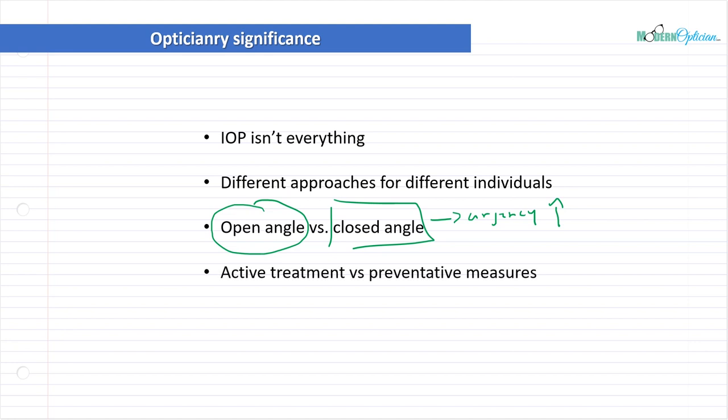Understand the concept of active treatment versus preventative measures. The big thing I want you to remember here is that if you see an iridotomy, okay, an IR, it does not necessarily mean glaucoma. Stop, don't make that mistake, okay? It's probably just a preventative measure.